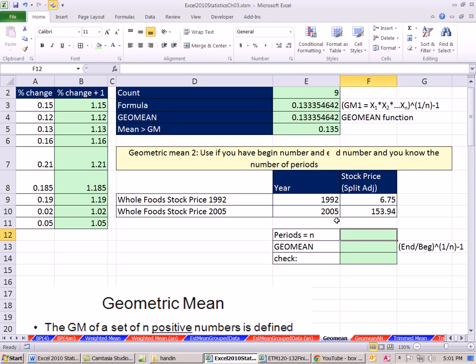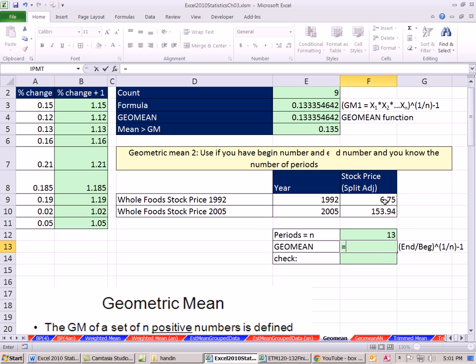So here, I have a slightly different situation. I'm not counting values. I'm subtracting this minus this. So the year 2005 minus the year 1992. So 13 periods. Now, this method, we obviously can't use this method over here. So the way you do it is you take the end divided by beginning and raise it to the 1 divided by n, and then subtract 1.